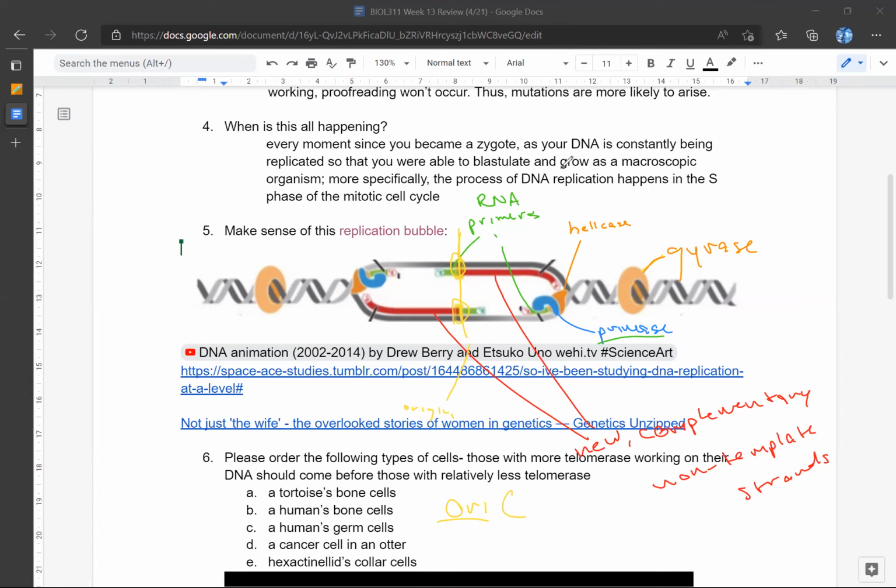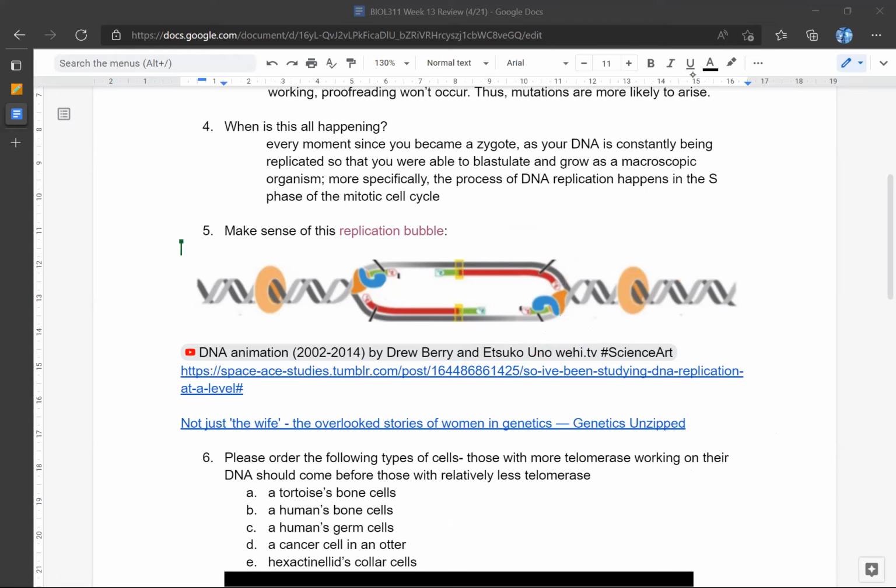And so we kind of just labeled what's on this side of the replication bubble. But what we need to realize is that, and it's hard to see because this is a still image trying to display a moving process, from the origin point, this is going in both directions. This helicase here is unzipping this DNA, and this gyrase is stabilizing continually upstream that way, while this helicase here is unzipping this way, and this gyrase is going downstream this way.